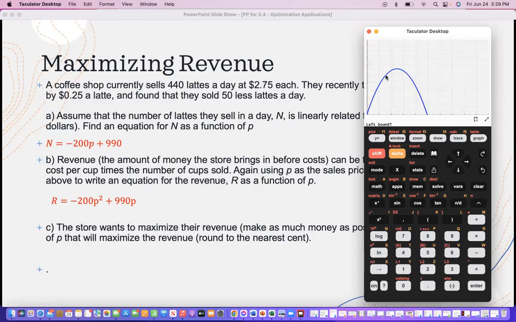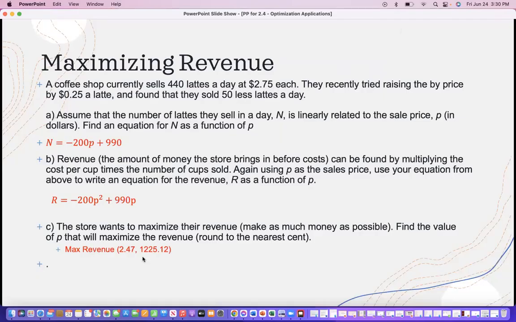And then we got to decide on a left bound. So I've got it somewhere there to the left of it. Move it over to the right bound, hit enter. And here we have it. According to this, at $2.47, I'm going to have my max revenue, $1,225.12. And so that is my answer here.